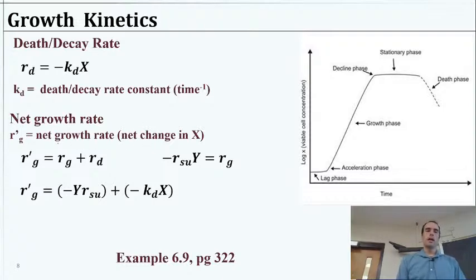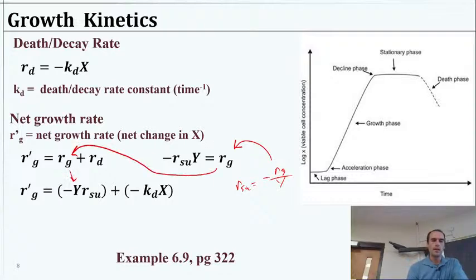The net growth rate, net change in x, R prime of g, can be described as R of g plus R of d. And remember from the last slide, we said that our substrate utilization rate was equal to negative Rg over Y. We can solve this for Rg, and we get R of g is equal to negative R substrate utilization rate times Y. So we can then substitute that in here, and we get that. So if we want R prime of g in terms of substrate utilization, R prime of g is equal to negative Y times R of substrate utilization plus a negative k d x. Make sense?